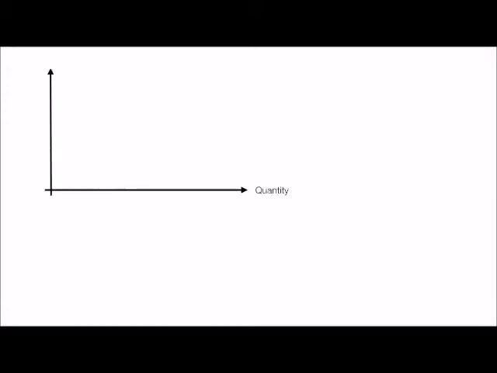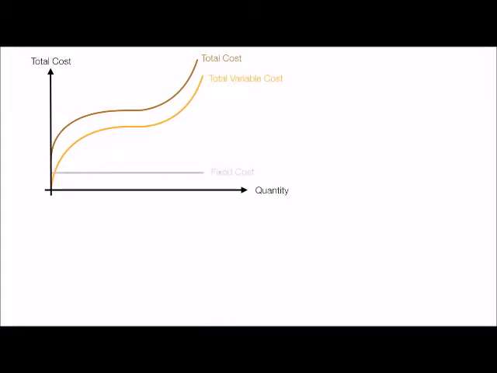I put quantity on the horizontal axis and total cost on the vertical axis. I draw on the total cost curve and the total variable cost curve. Lastly, I draw in the fixed costs curve. The total cost and total variable costs are parallel to each other. Total cost is equal to total variable cost plus fixed cost. Fixed cost is that distance between total cost and total variable cost.